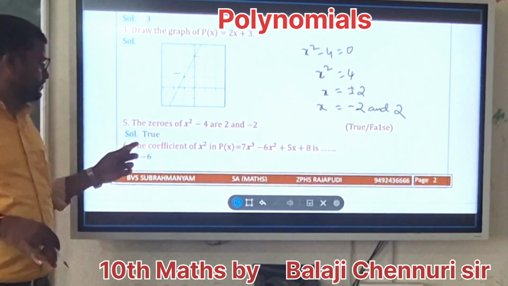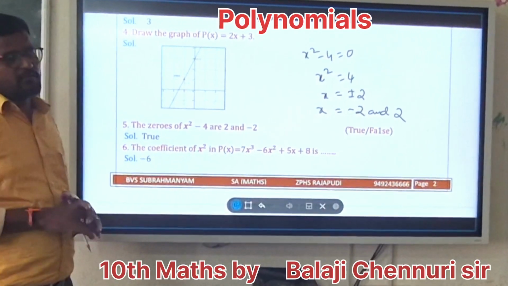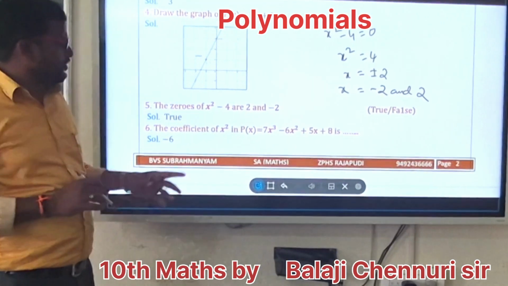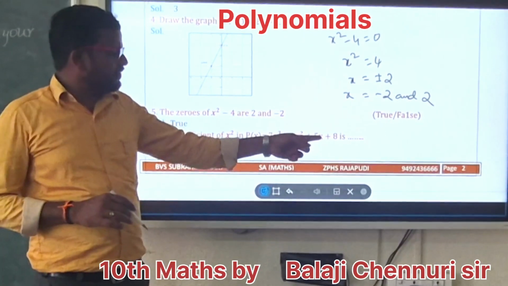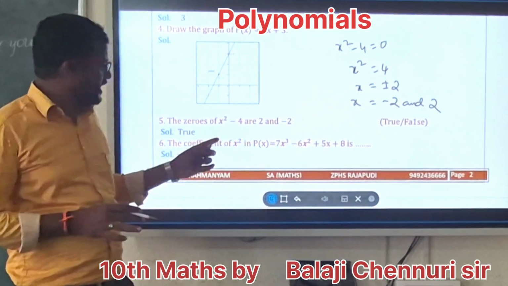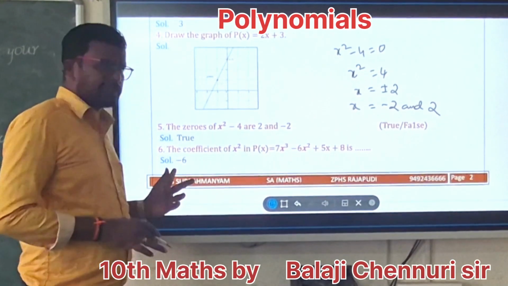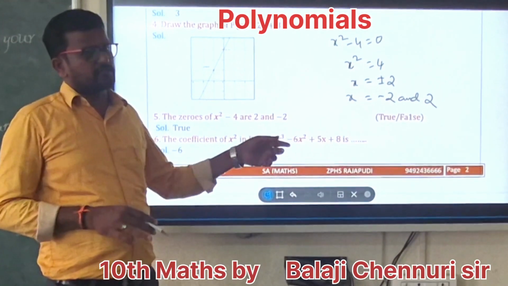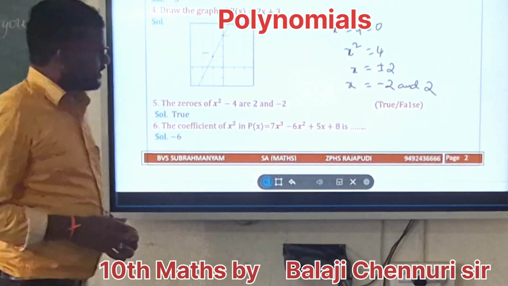Next important one is the coefficient of x square. What is the coefficient of x square in the given polynomial? P of x is equal to 7x cube minus 6x square plus 5x plus 8. What is the coefficient of x square here? Minus 6. Don't just write 6. You have to keep minus also. You have to observe minus also. Okay? Yes. Next one.